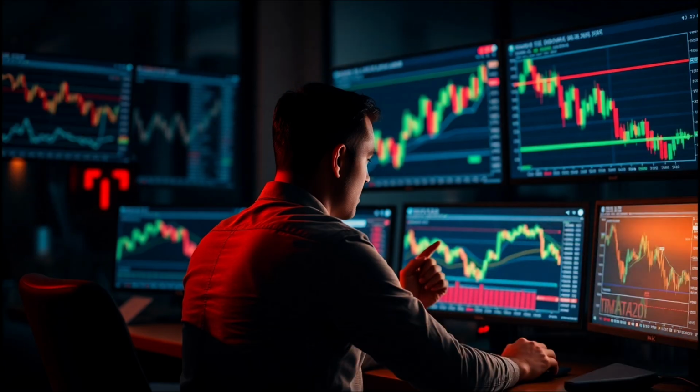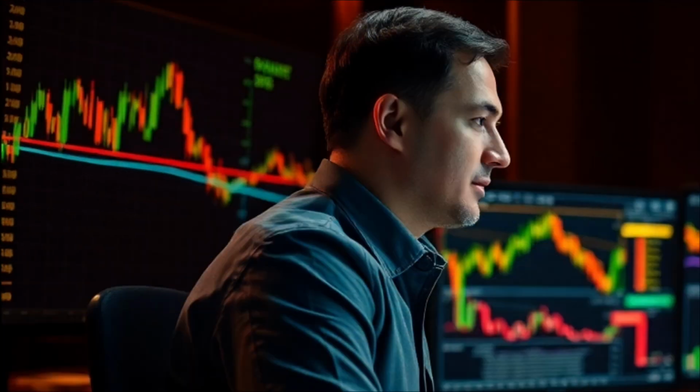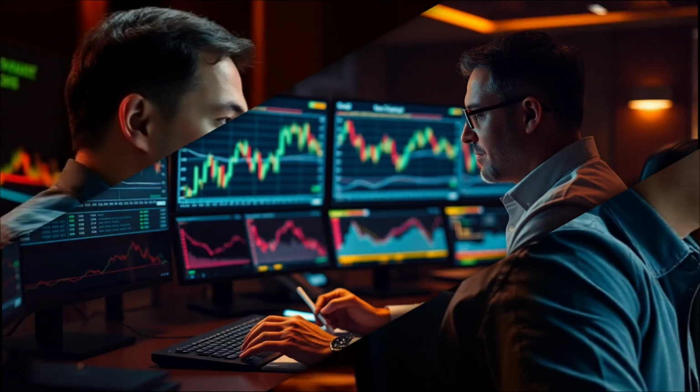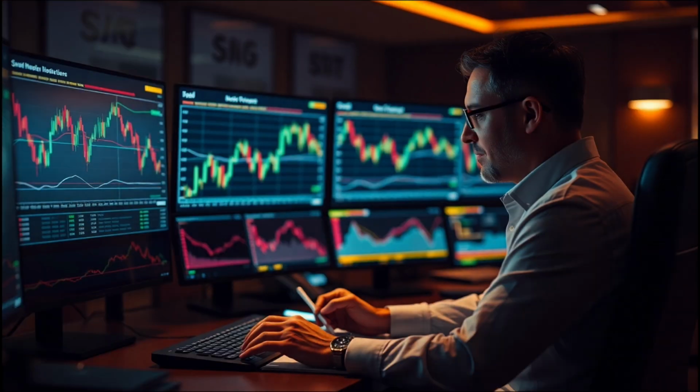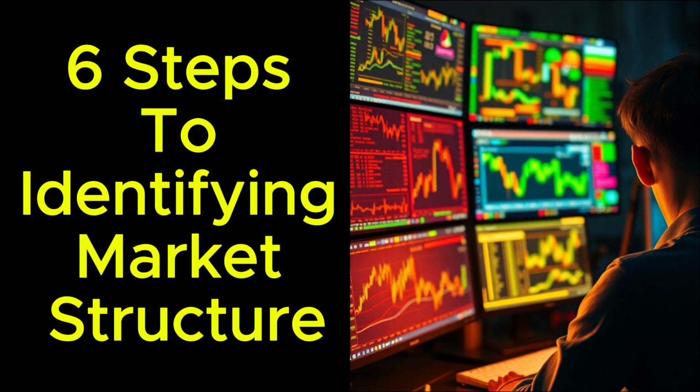That's why I've broken this down into 6 evergreen steps, a framework you can use again and again to read the market with confidence. No fancy indicators, no unnecessary complexity, just a clear and practical approach to understanding where price is and where it might go next. So let's dive into the 6 steps to identifying market structure.